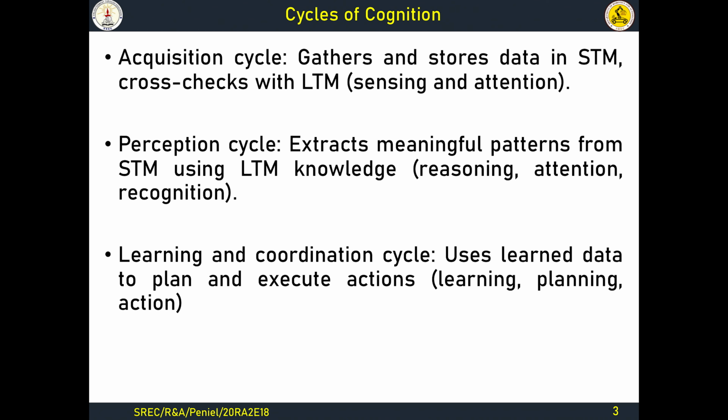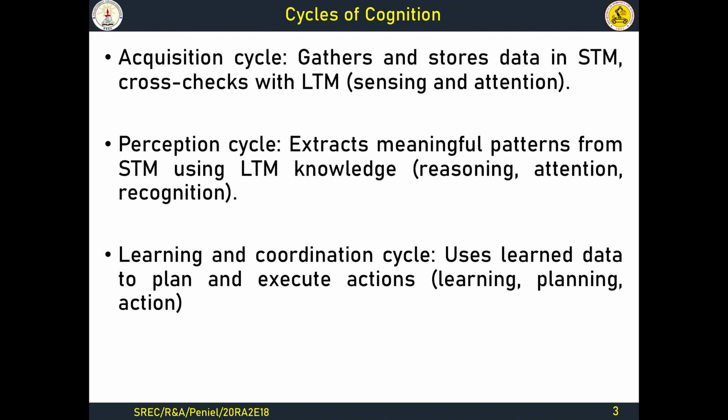The acquisition cycle will gather the data and store the data in the short term memory, for example sensor data. If you are going with mobile robots, you can go with a lidar based system, where you can see that the lidar data will be very large. The array of data will be very big. So you will be gathering the data and storing it in the short term memory.